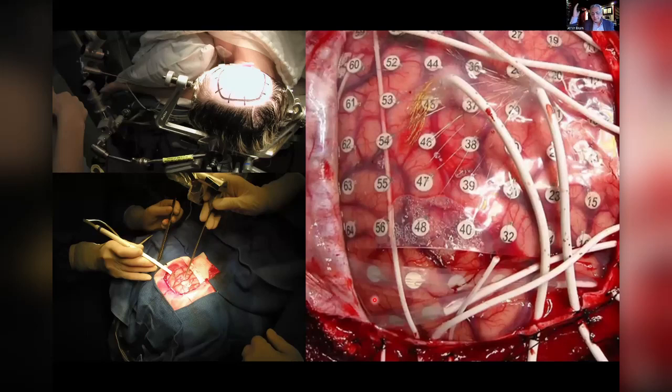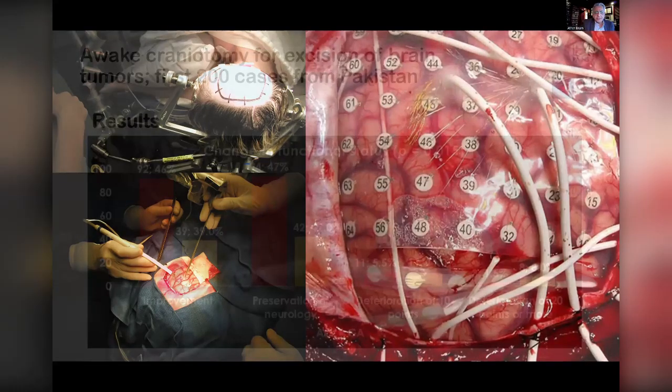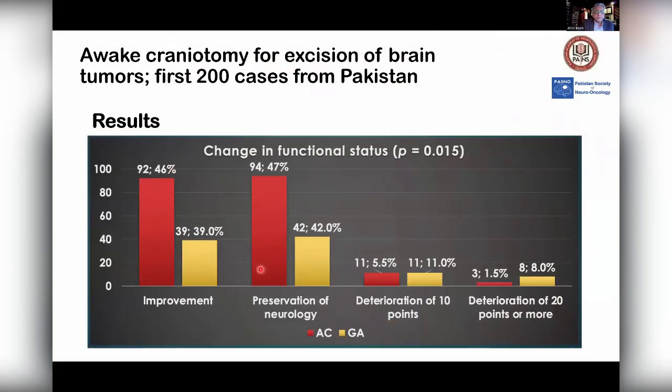Although awake craniotomy has been going on for more than half a century now, we used to do it back in the 90s also, and then recently there has been an upsurge in this technique. In Pakistan, I started this in 2015, and it has shown some good results. It has definitely shown an improvement in overall survival. It's a much safer surgery, and overall it is a cheaper surgery if we can embrace it in the correct way.